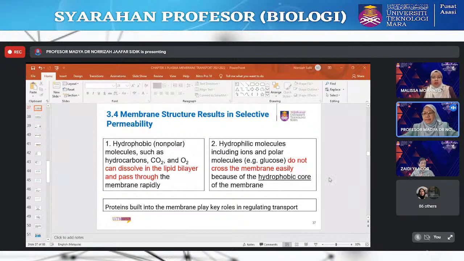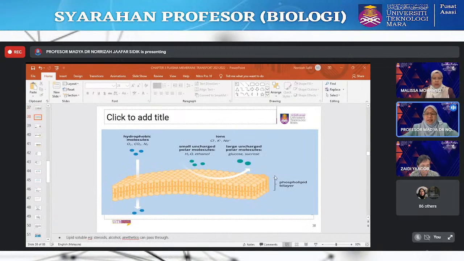So this slide shows the membrane structure results in selective permeability. If you look at these figures, these are the phospholipid bilayer. Here it shows the hydrophobic molecules such as oxygen, carbon dioxide, and nitrogen gas. They can diffuse and dissolve in the lipid bilayer. They can pass through the membrane rapidly.